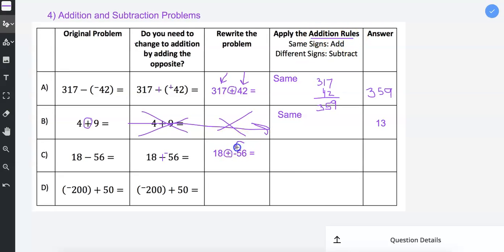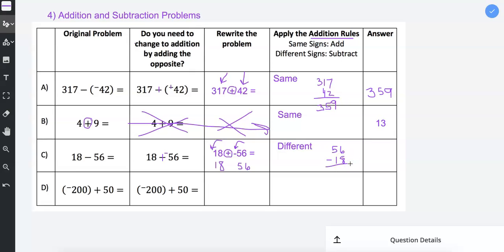The signs are different. This is a negative 56 and a positive 18. Those are different signs, a positive and a negative. So when the signs are different, we subtract. I'm going to record the absolute value of 18, which is 18, and the absolute value of negative 56, which is 56. And now that they're both positive, I can compare the numbers. 56 is the larger number.